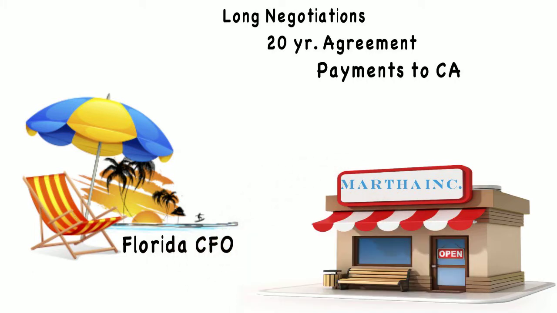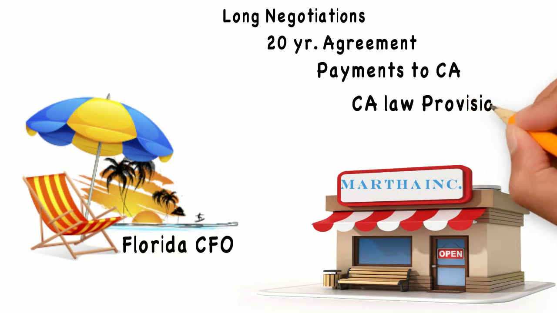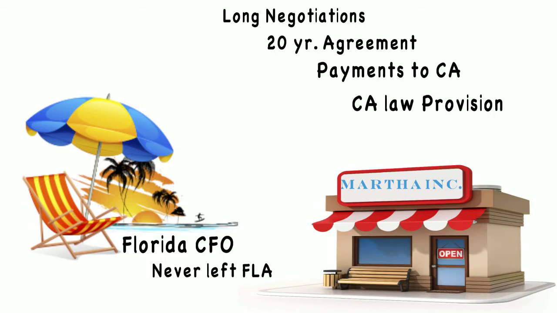The franchise agreement also included a choice of law provision that called for California law to govern the contract between the parties. Mr. Whopper loved Florida and never traveled to California for business or pleasure. After a year, Mr. Whopper began to fall behind on his payments, and Martha brought an action against him in California.